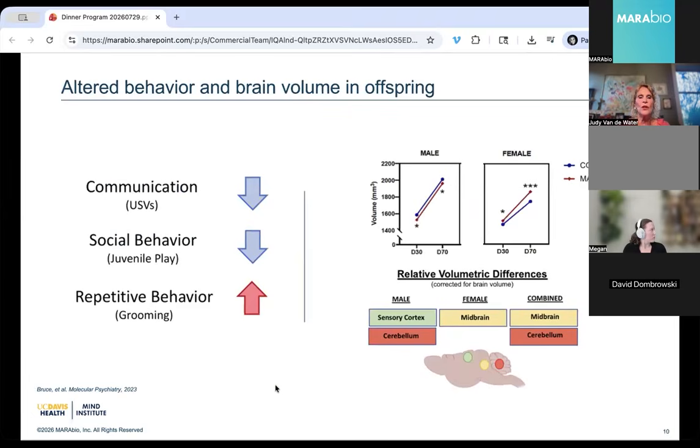So we saw decreased communication, decreased social behavior. The rats are incredibly social, and their behaviors were definitely reduced. We saw increased repetitive grooming, and we saw differential expression of the relative volumetric differences, different in the male than the female. Different regions were impacted. The behavior phenotype is not different in the male and female. So that remains a puzzle as to why, but gives us maybe some insight in how the male and female brains develop differently from each other. I mean, we know that, but this gives us a little bit different context for that. Next.